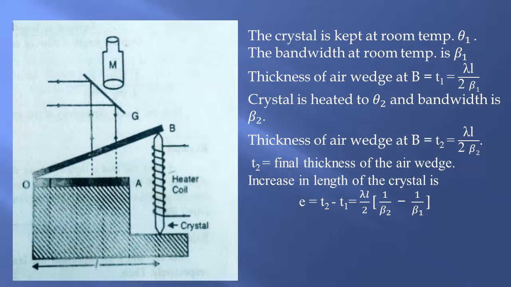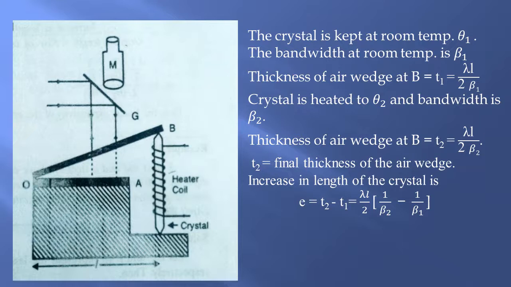Now, the crystal is heated to the temperature theta 2 by passing some current through the heater coil. Now the rod will expand. So the thickness of the air wedge increases and the bandwidth decreases. The new bandwidth beta 2 is measured. So now T2 is equal to lambda L divided by 2 beta 2. T2 represents the final thickness of the air wedge.